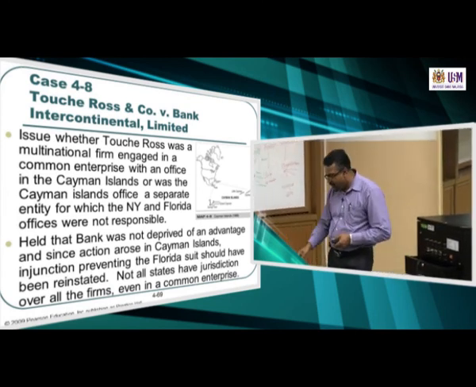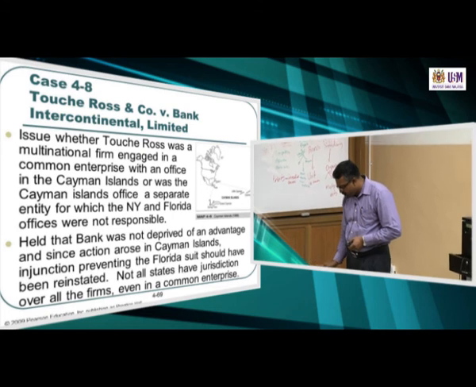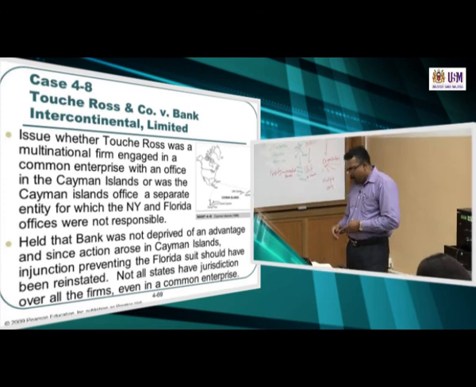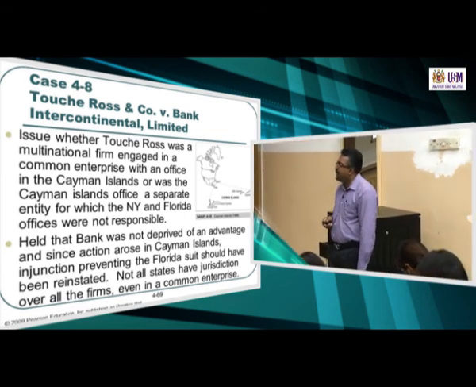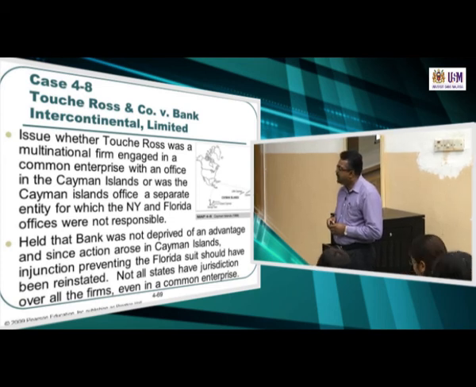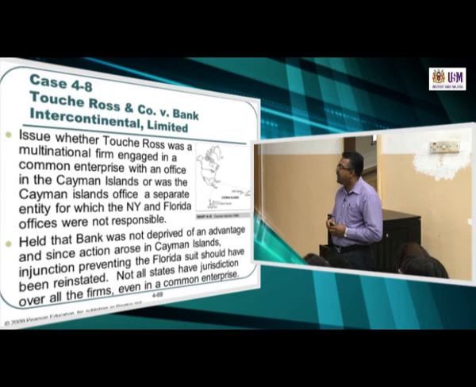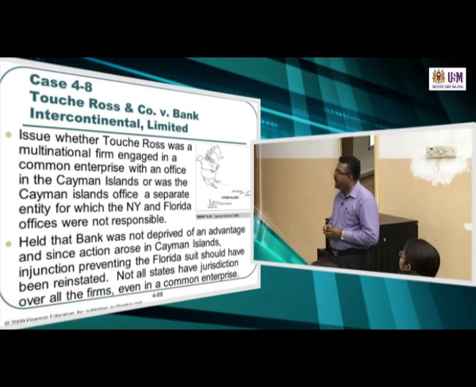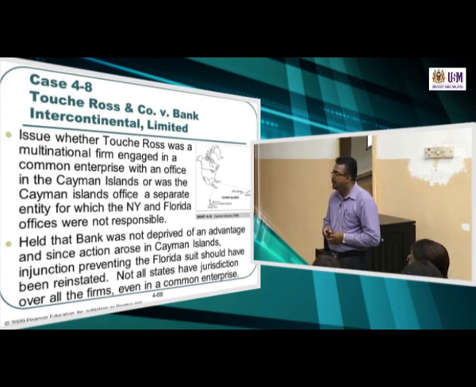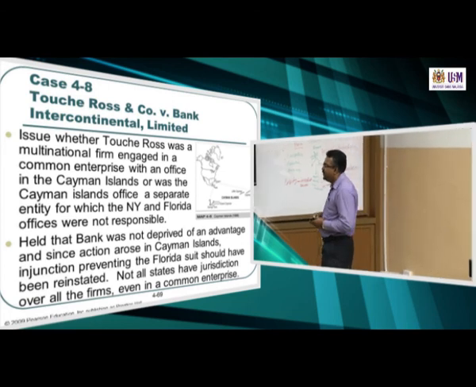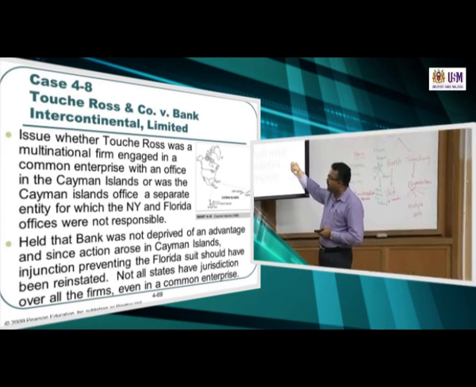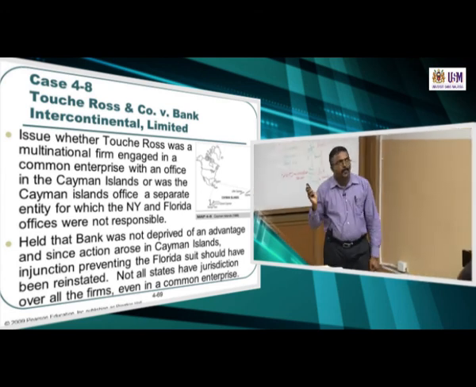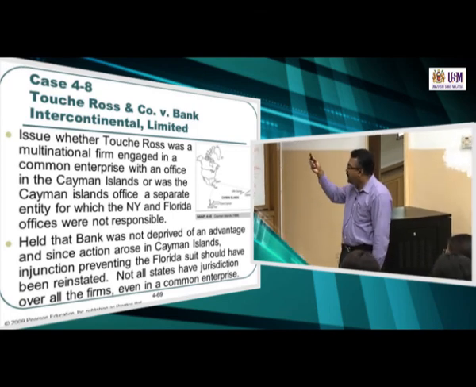Touche Ross versus Bank of Intercontinental Limited. Please go to page 233. The issue was whether Touche Ross was a multinational firm engaged in a common enterprise with an office in the Cayman Islands. The Cayman Islands are over there, as you can see in the map, and the US is over there. The Cayman office was a separate entity for which the New York and Florida offices were not responsible. So it was held that the bank was not deprived of an advantage, since the action arose in the Cayman Islands, and the injunction preventing the Florida suit should have been reinstated. Now, all states have jurisdiction over all the firm, even in the common enterprise. So in this case, the US firm is not liable for this because they have their own separate entity in the Cayman Islands.